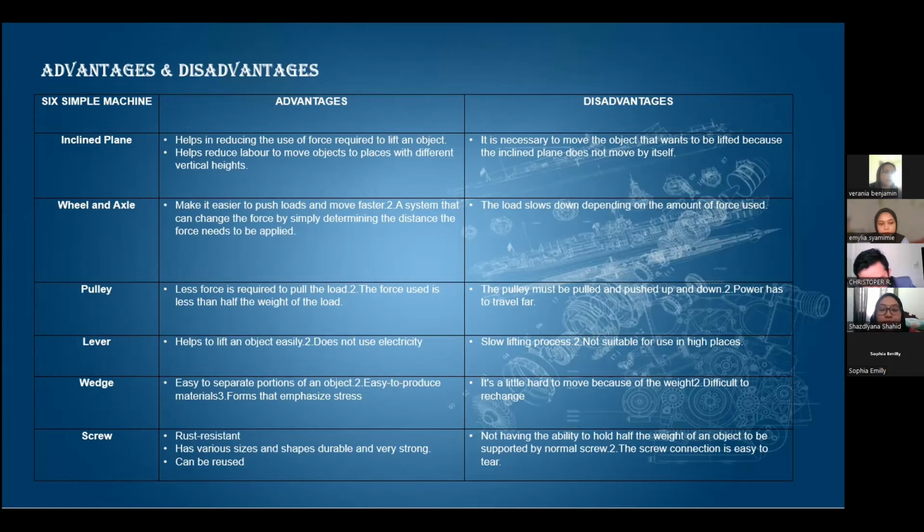For the disadvantage, it's a little hard to move because of the weight, difficult to change. For the screw, the advantage is rust resistant, has various sizes and shapes, durable and very strong, and can be reused. For the disadvantage, it is not having the ability to hold half the weight of the object to be supported by a normal screw. The screw connection is easy to tear.